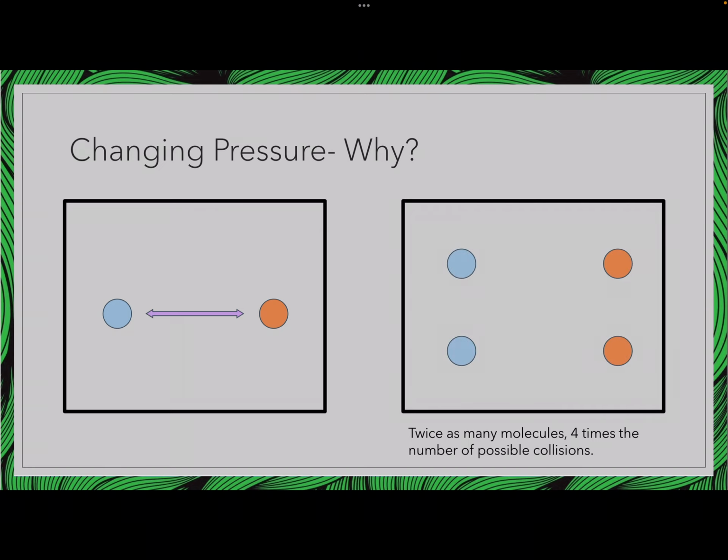Now, if we doubled the pressure, so it's effectively doubling the concentration, we now have 2 molecules of each of the reagents in that vessel. But now there's not only collisions that can occur between these ones, but they can also occur that way. And so where on the left we had one possible collision between 2 molecules, on the other side we have 4 possible collisions between 4 molecules. So we've doubled the amount of molecules, but we've quadrupled the number of possible collisions. So effectively we've quadrupled the rate.